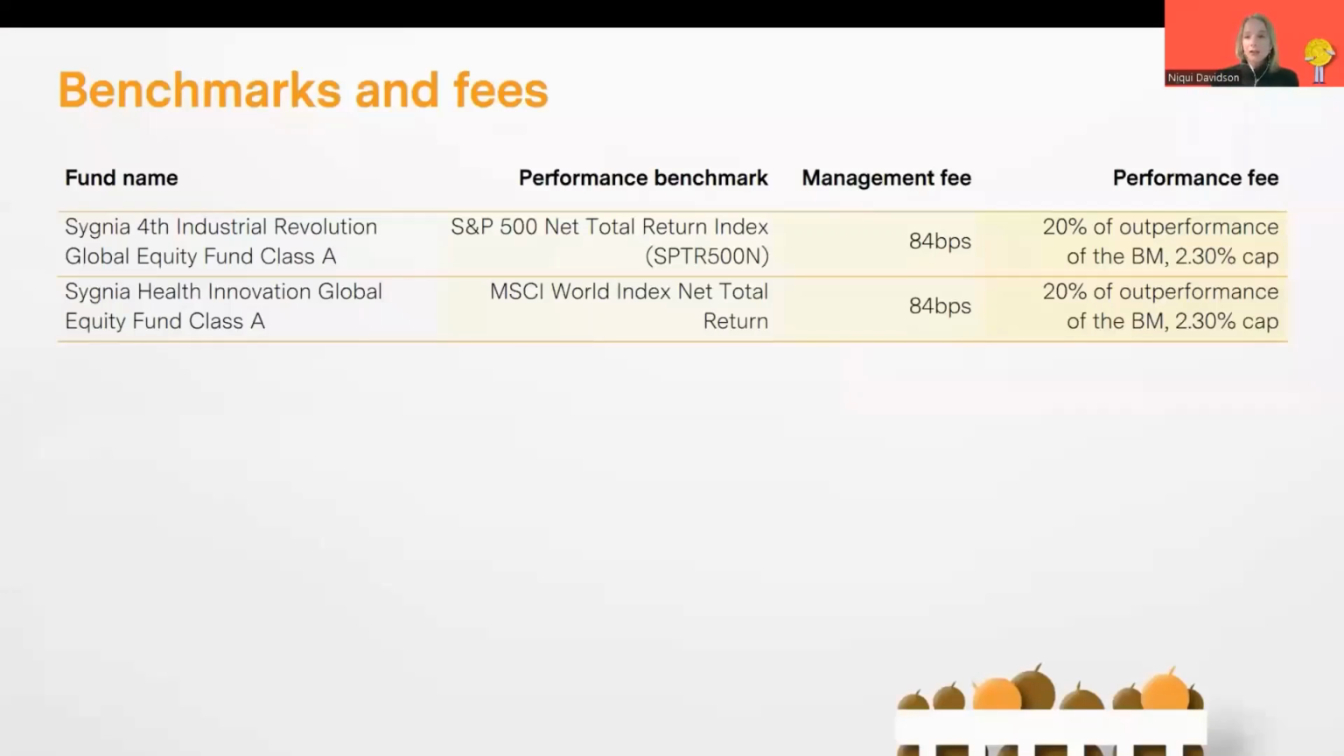Then taking a look at fees, the fees for this fund are exactly the same in their structure as the Sygnia Fourth Industrial Revolution Fund. So it's an 84 bp management fee with a 20% performance fee on the outperformance of the fund's benchmark.